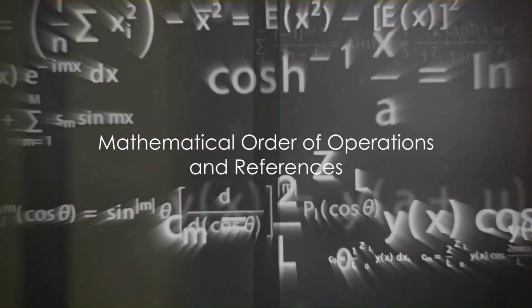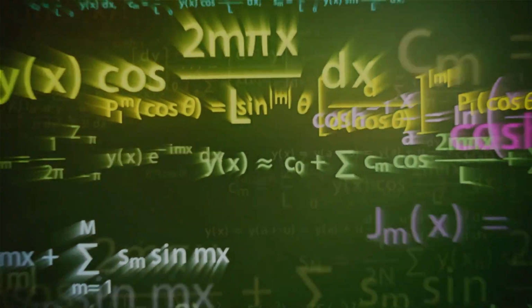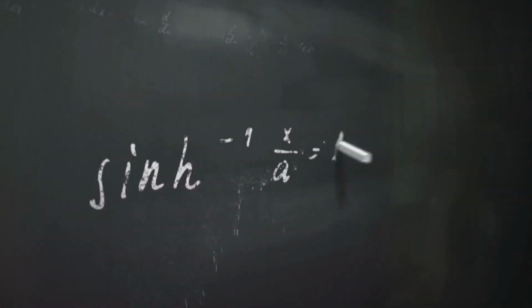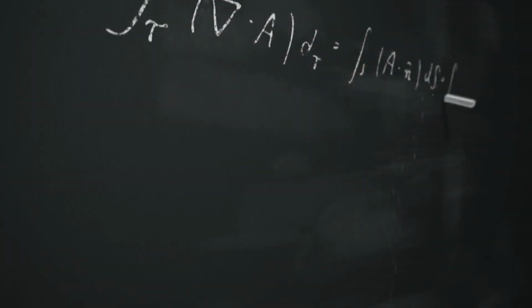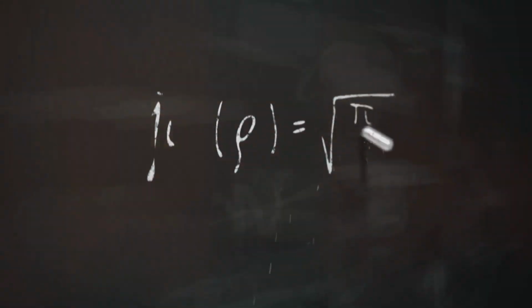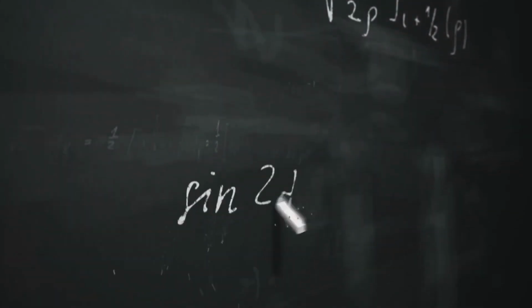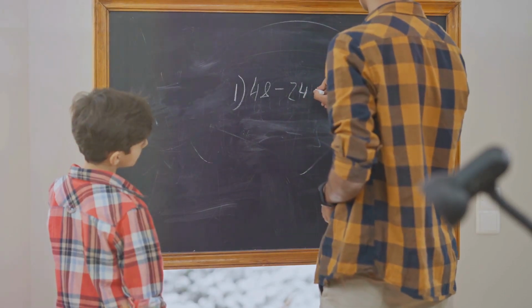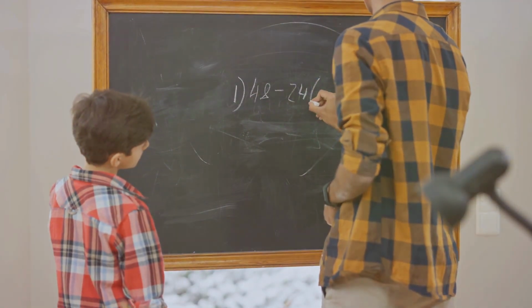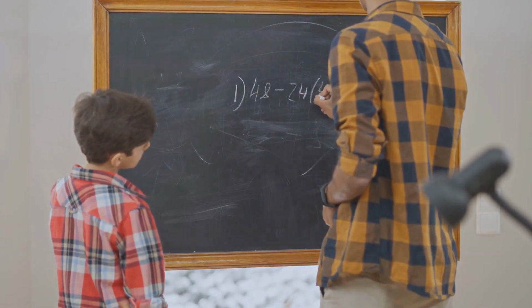Understanding the order of operations and how to use references is crucial in Excel. Let's dive right in. The order of operations in Excel follows the common mathematical rule, often remembered as PEMDAS: parentheses, exponents, multiplication and division, addition and subtraction. This rule dictates the sequence in which operations are performed in a formula. For instance, multiplication is performed before addition.